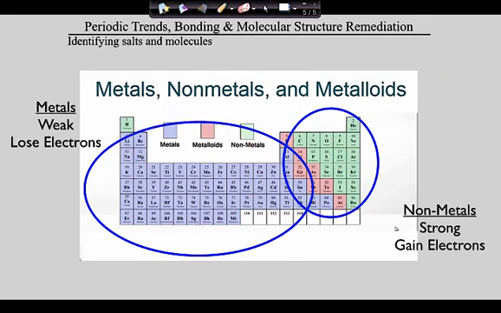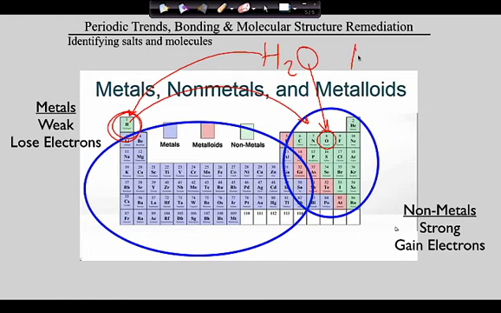So looking at one more example then, we have the example of water. And we see that oxygen is a nonmetal, and we see that hydrogen is a metal. And when we see that, our initial thought is that's going to be a salt. But it's important for us to remember that hydrogen, while it is a metal, is unusually strong, and as a result, we think of it as being a nonmetal. So what we really have here is two nonmetals that are bonding together, which makes water a molecule.